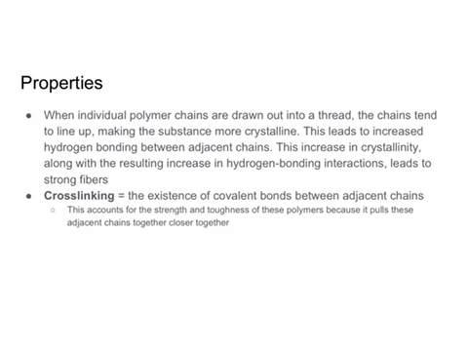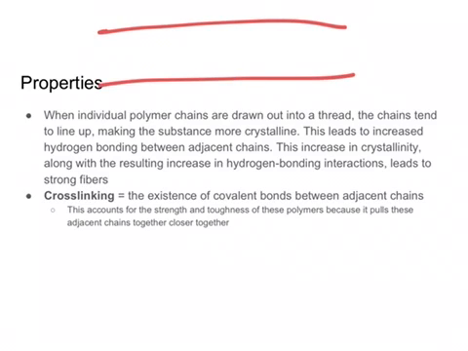So when individual polymer chains are drawn out into threads, the chains actually line up, and this makes the substance more crystalline. This leads to increased hydrogen bonding between the adjacent chains, and this increase in crystallinity, along with the resulting increase in hydrogen bonding, leads to stronger fibers. It would probably look something like this, where you have two chains right side by side, and you'd see an increase in hydrogen bonding between these. And as you can see, they are lined up right next to each other.